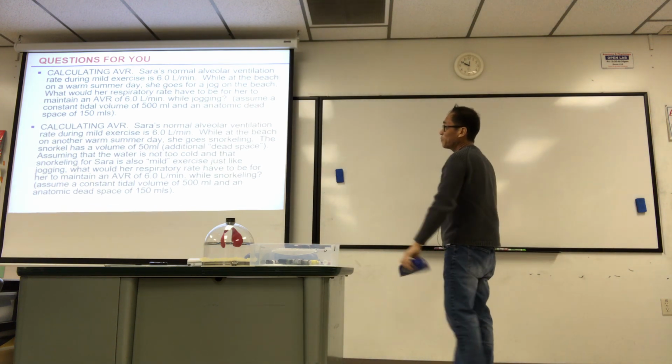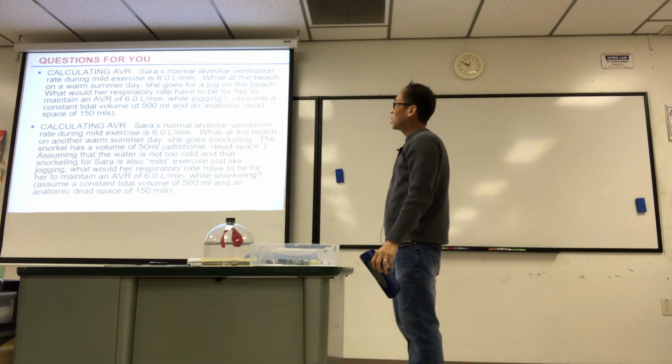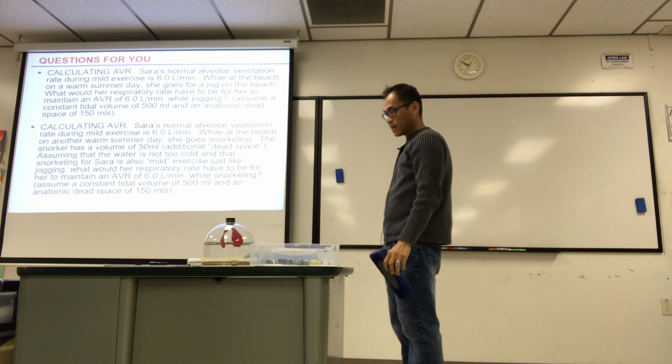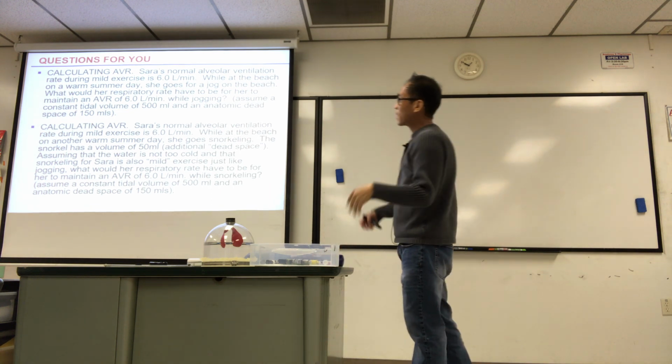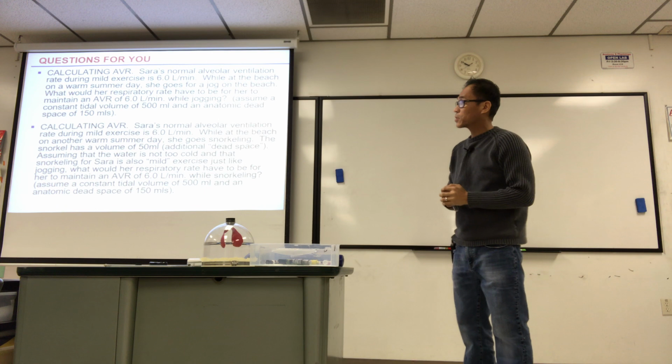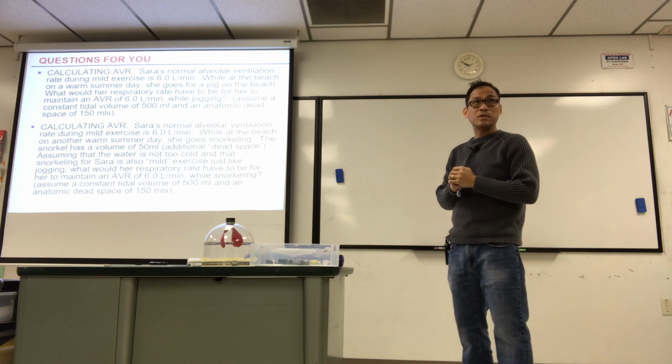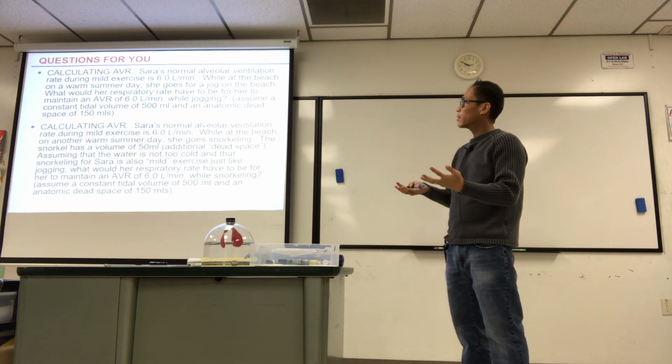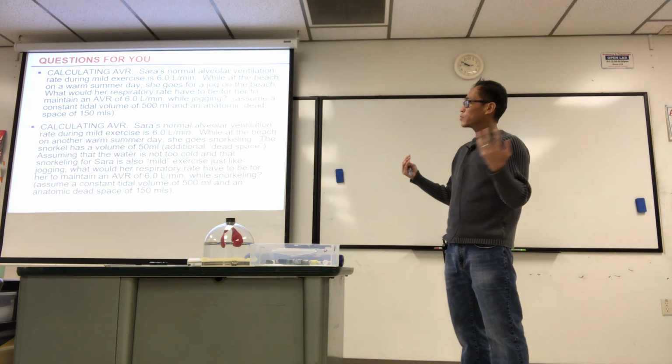Someone jogging on the beach. Sarah's normal alveolar ventilation rate during mild exercise is 6 liters a minute. So that's how much she needs to ventilate her lungs so her muscles can get enough oxygen. 6 liters a minute. While at the beach on a warm day, she goes for a jog.